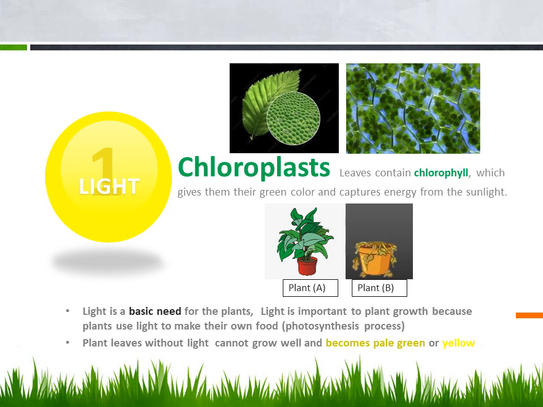Also, plant leaves without light cannot grow well and become pale green or yellow, as you can see in this experiment, where of the two pots, one is exposed to the sunlight, so it's green and grows well, while the other one is in the shade, so its leaves become yellowish or pale green, and finally it's going to die.